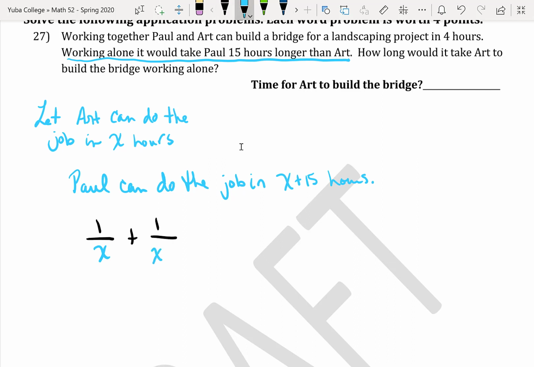So I have a rational equation. We want to clear our fractions. We can multiply by the LCD. So looking at my LCD of X plus 15 and 4, that's going to be 4X all times the quantity X plus 15. So what we do to one side of the equation, we need to do to the other.